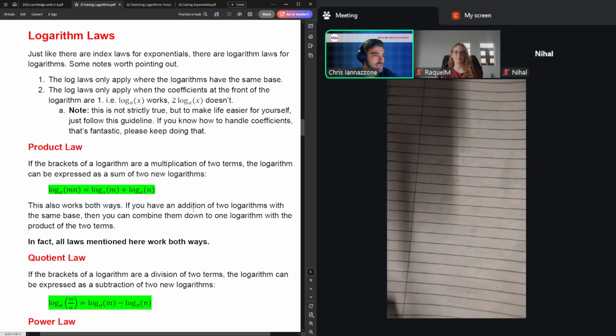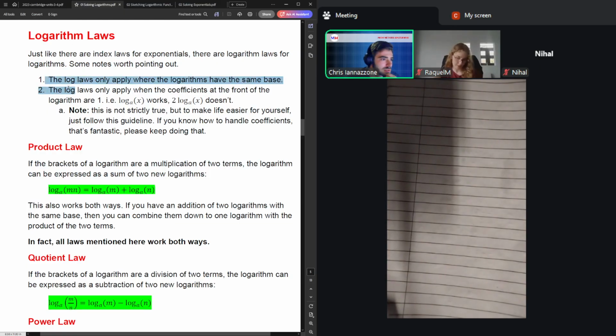Okay, so just like we have index laws for exponentials, we also have logarithm laws for logarithms. These are actually the exact same thing, because if exponentials can be flipped to logarithms, what you're essentially seeing here is what those index laws now look like when everything's been converted to a logarithm.